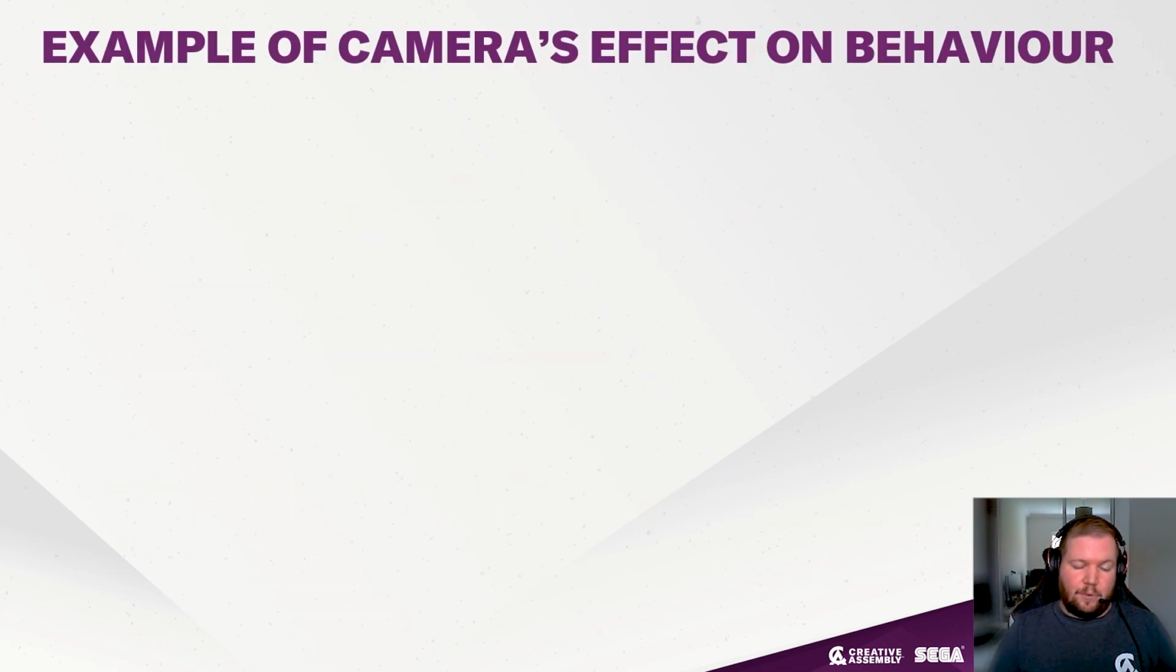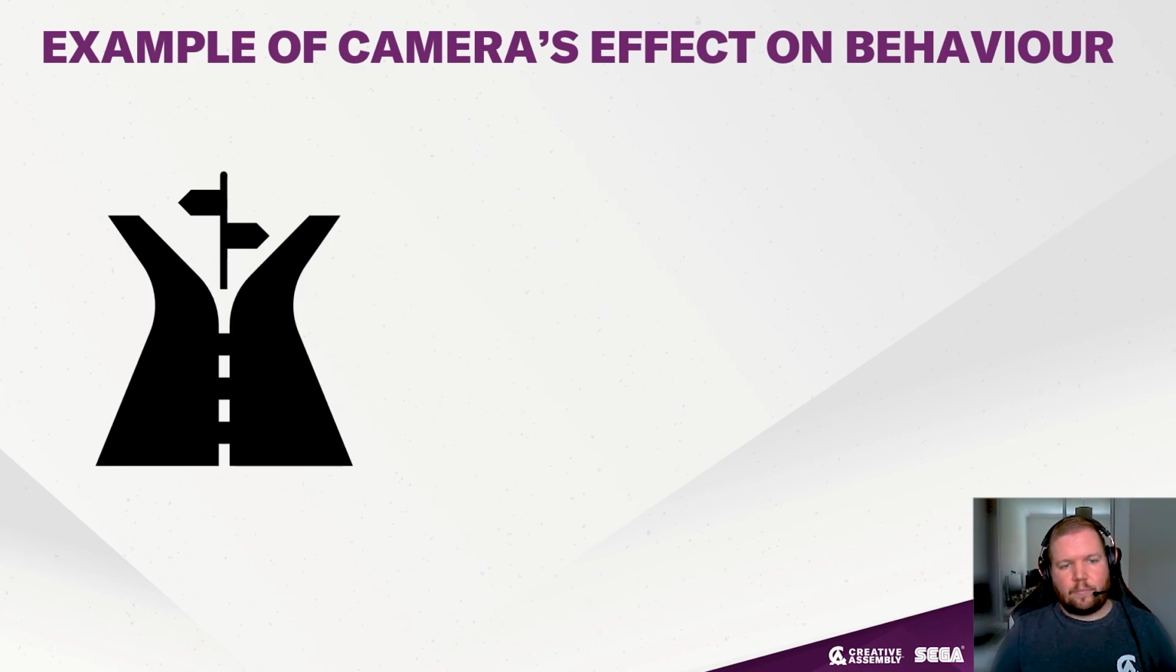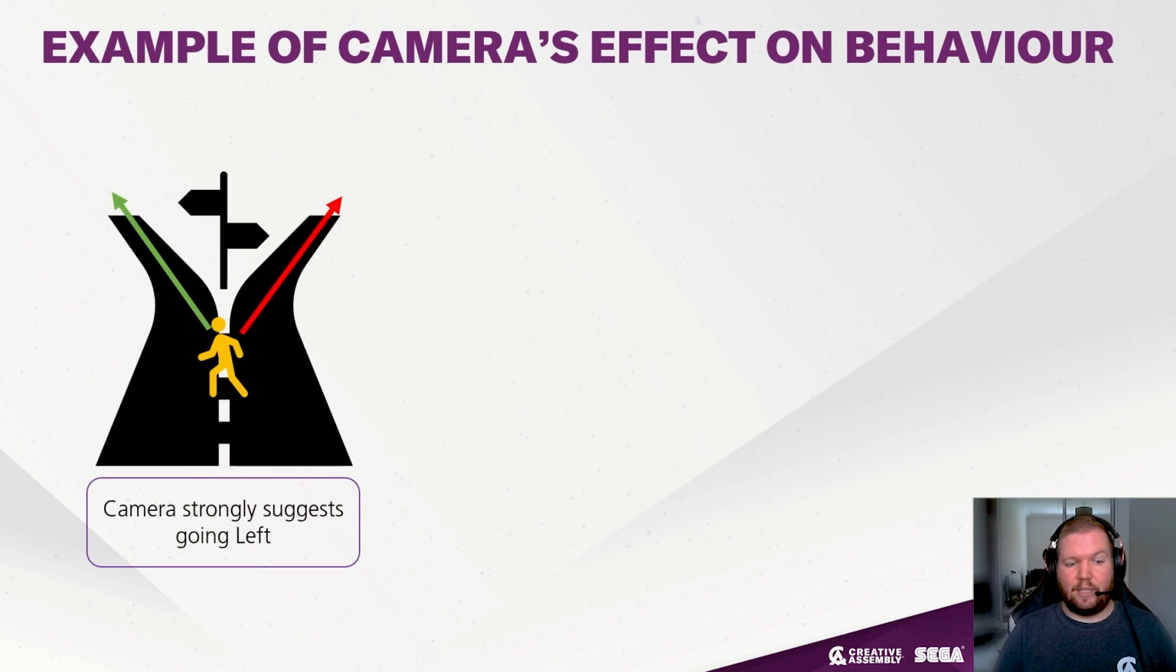I'll give you an example of the camera's effect on player behavior. Let's say you have a road that splits into two smaller paths, and you have a player going down that road. If you automatically adapt your camera so that when the player is walking down that road before the split, you move the camera to the left, the player will be more likely to go left than to go right, because the camera is trying to suggest that you should go in the direction of the left.